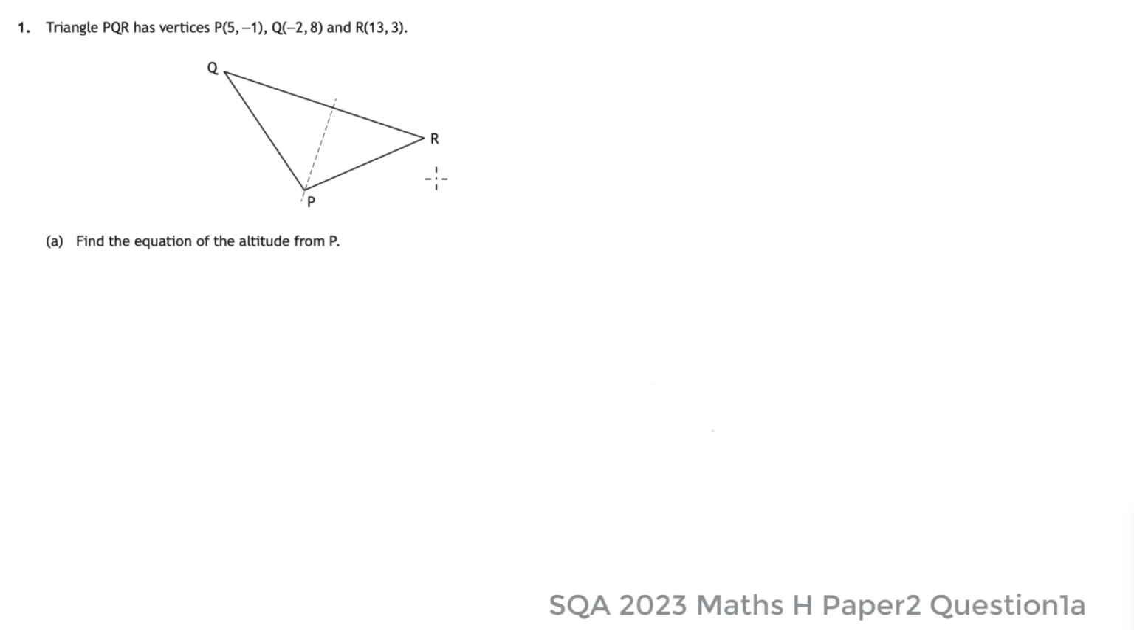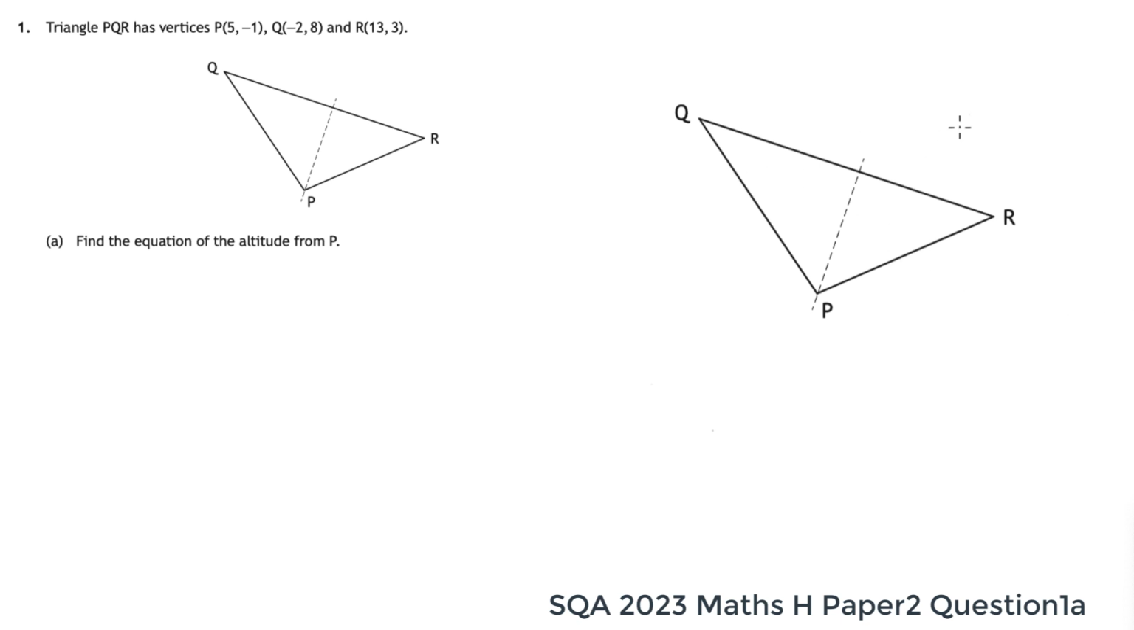So here's question 1, and we're faced with a triangle PQR, told the coordinates of the 3 vertices, and in part A we're asked to find the equation of the altitude from P. So let's look at a larger picture of that diagram. There's the altitude from P, and because it's an altitude, it means that it's at right angles to the opposite side, passes through P and it's at right angles to QR, and that's the line whose equation we're trying to find.